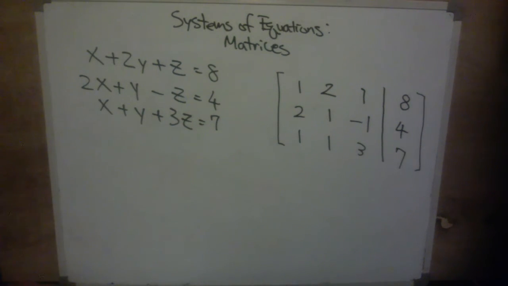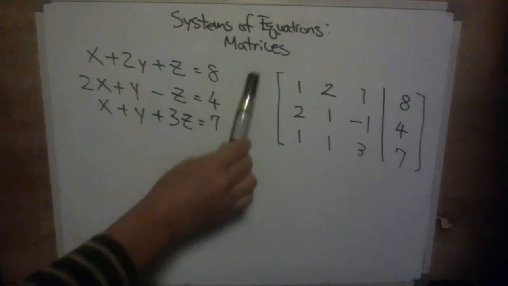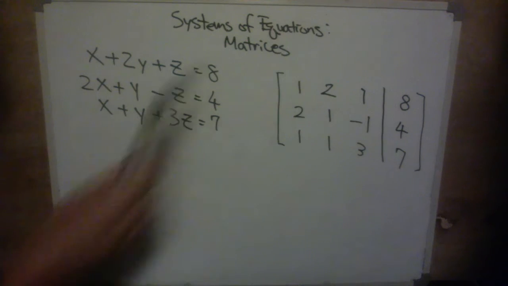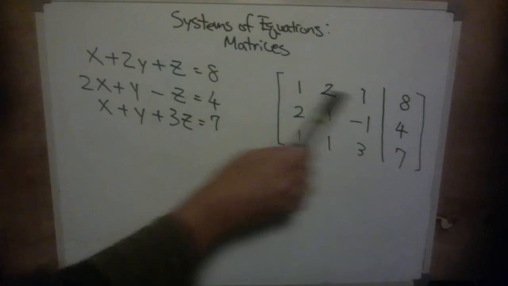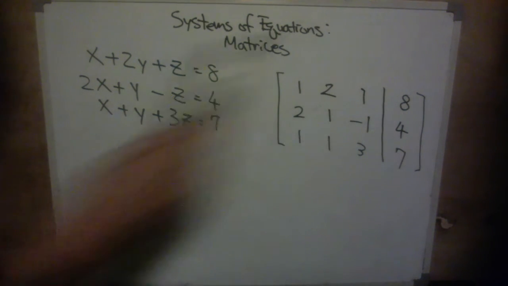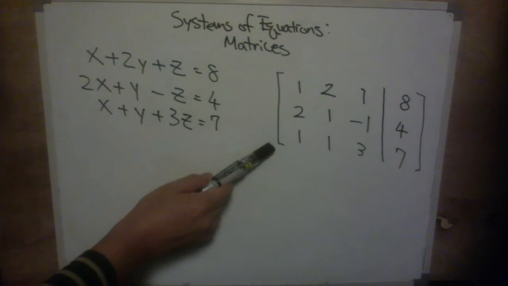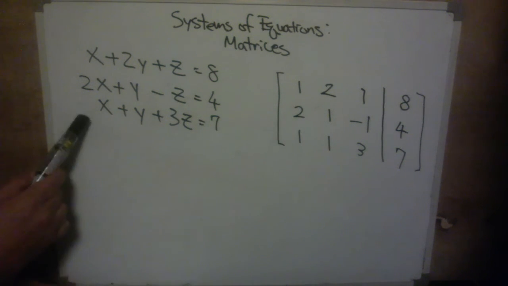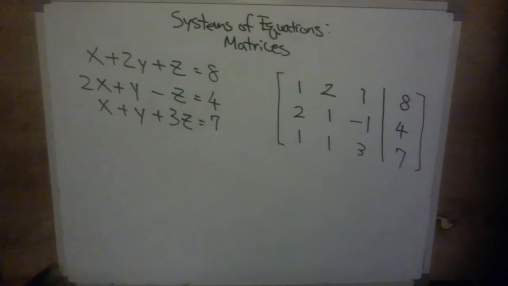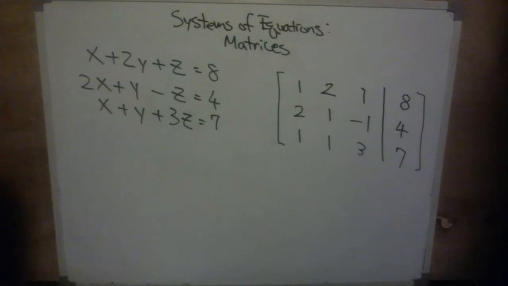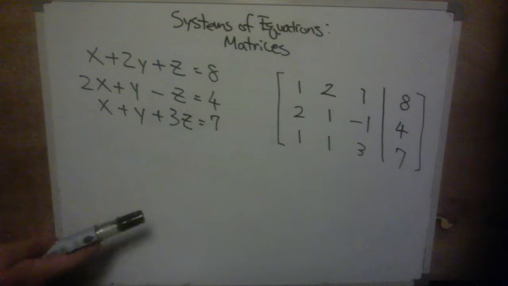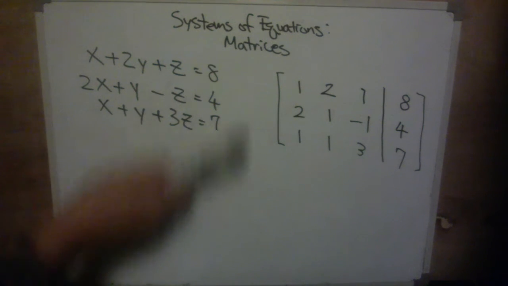As you can see, we have a 3 by 4 matrix. I got 3 rows and 4 columns in total. So this is the matrix representation of this system of equations. The next thing to do is to solve this system of equations using this matrix.